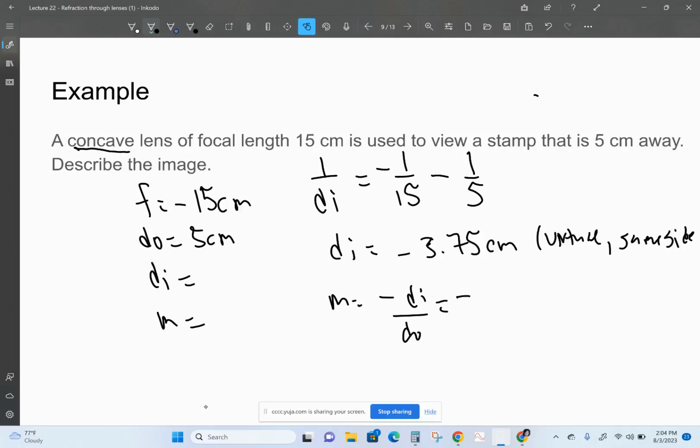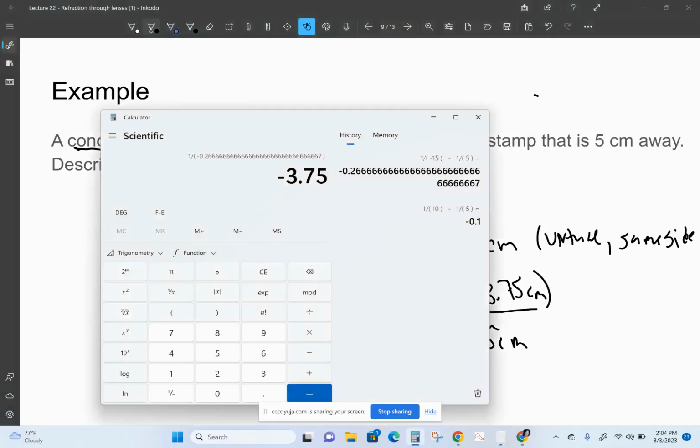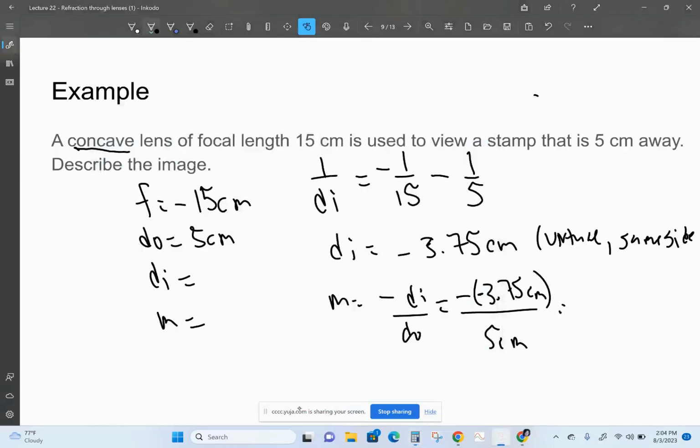So if I put negative negative 3.75, and then I divide it by 5 centimeters, I get 0.75. So it is upright.